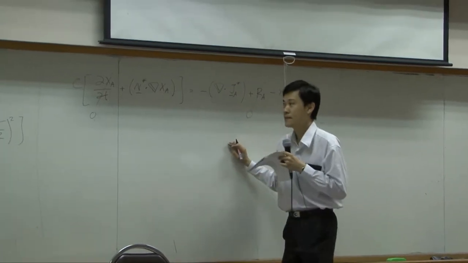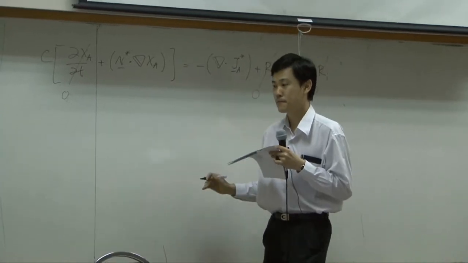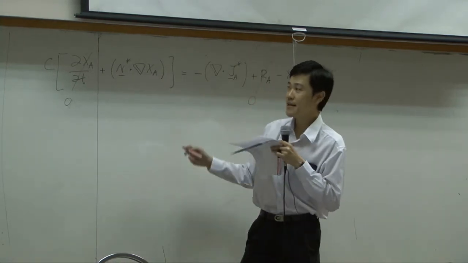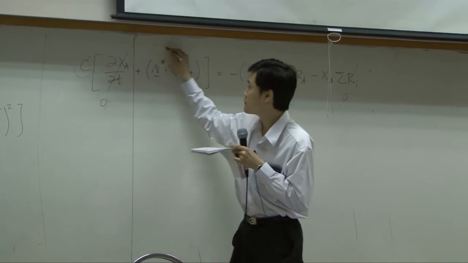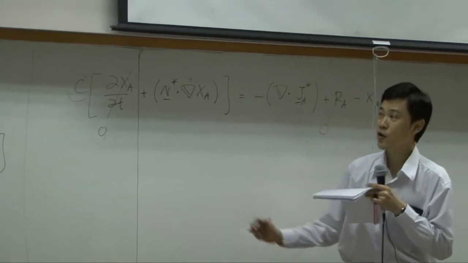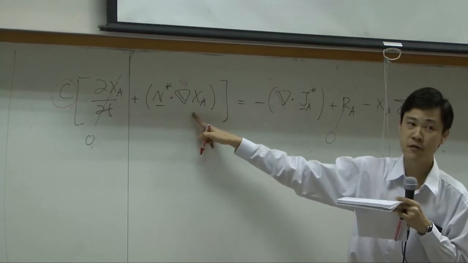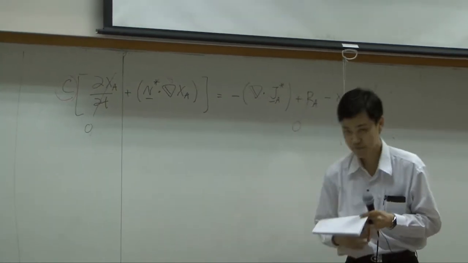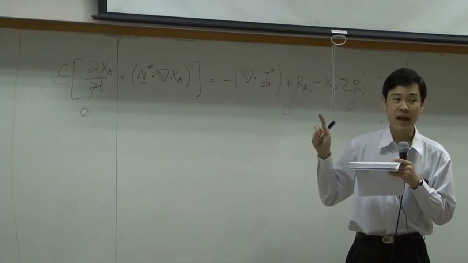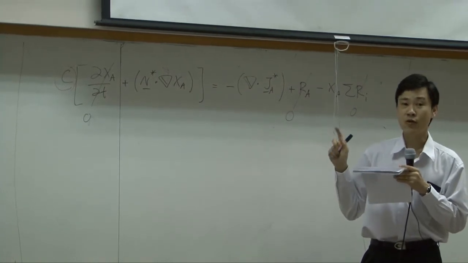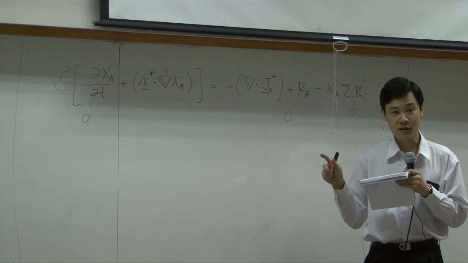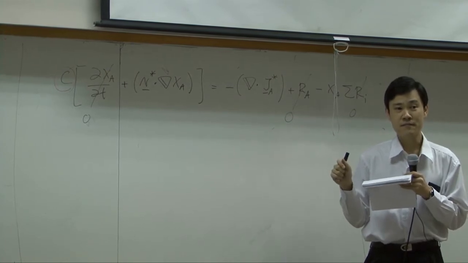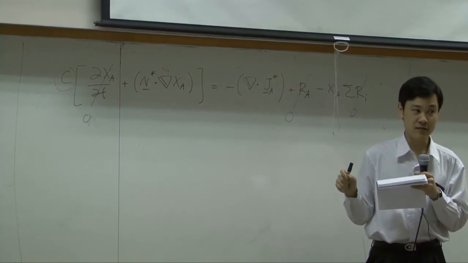So, now we have two terms left. Just to make it easier for us, I'd like to move C, the total concentration, inside the differential equation. I can do that as long as I assume that total concentration is constant. Is it constant? It's not indeed constant, but it can be assumed constant.